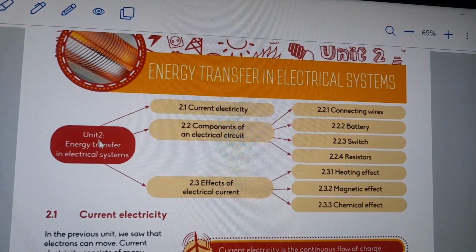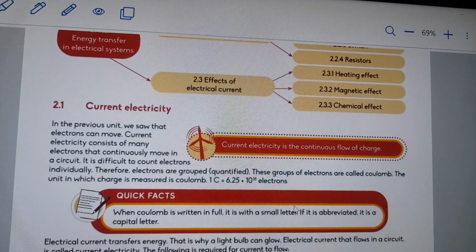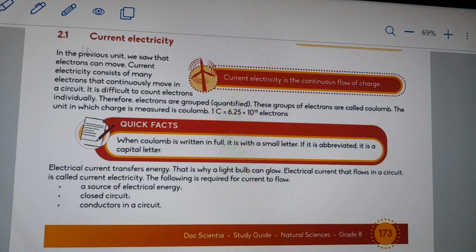This unit is divided into 3 sections, which are current electricity, components of electrical circuits, and effects of electrical current. Okay, and if you can see, 2.2 is divided into 4 sections, and 2.3 is divided also into 3 sections. So let's start with current electricity.